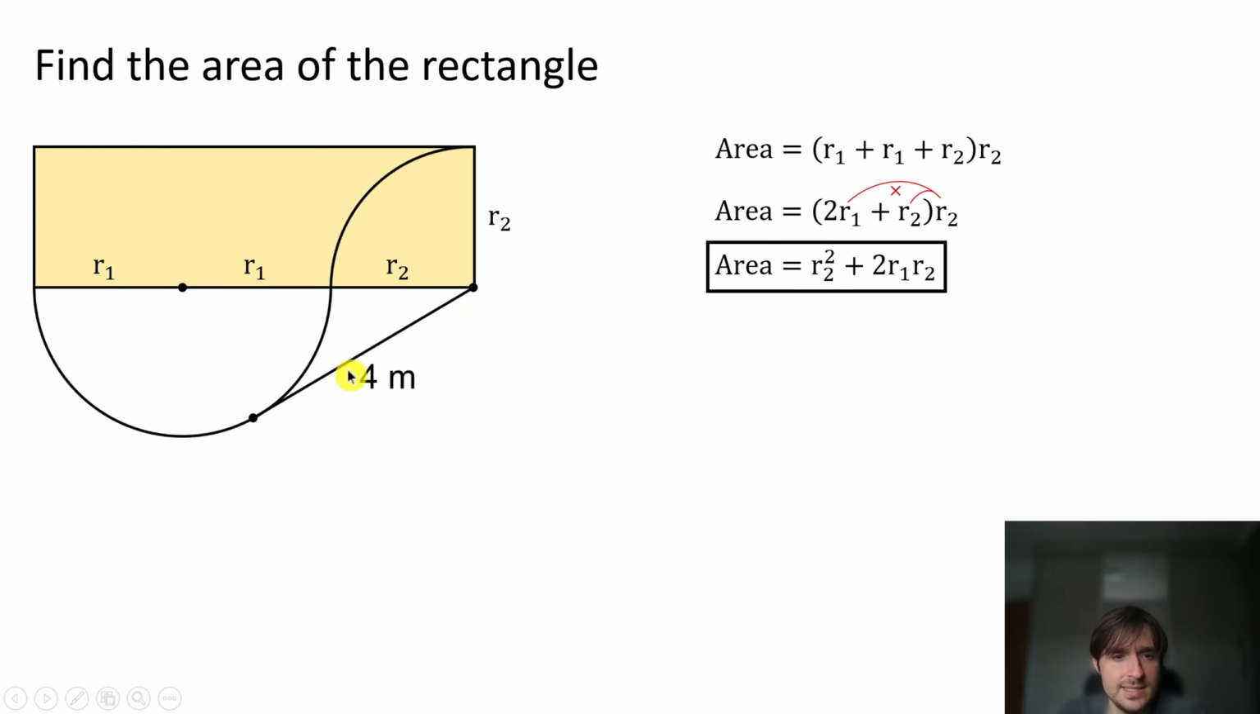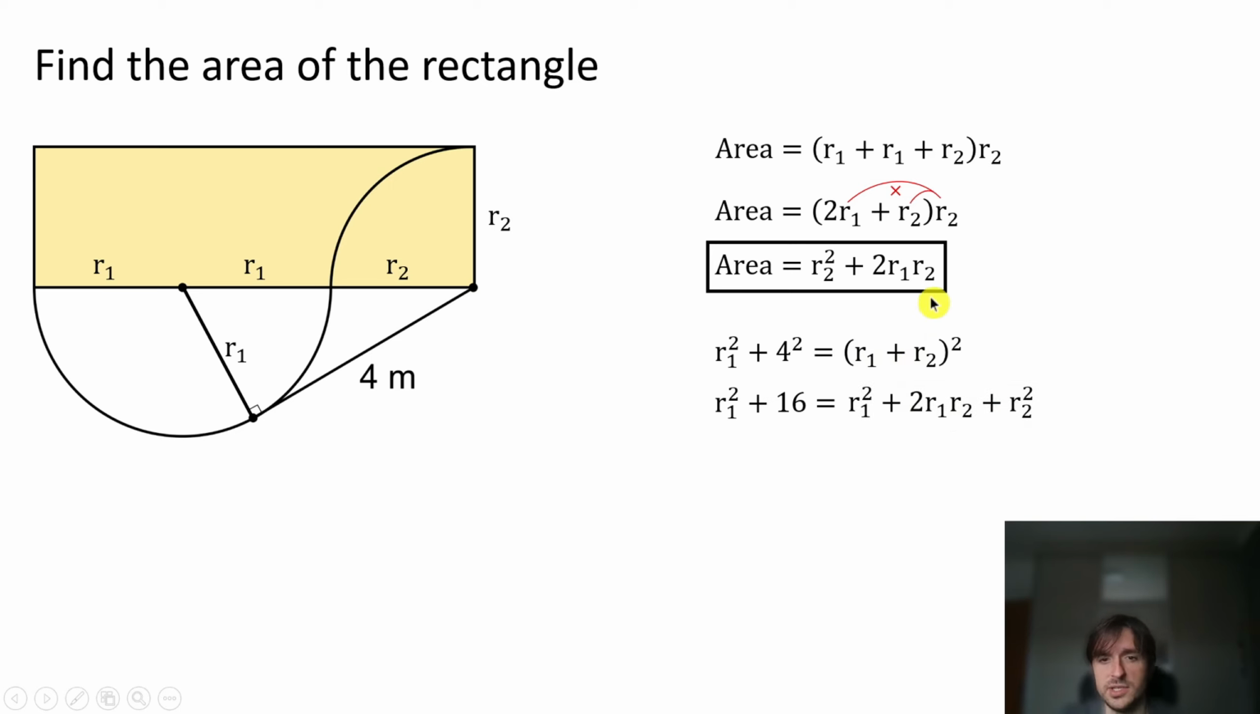Note that this line here is tangent to the semicircle, and this is a tangency point, meaning that the radius here, R1, forms an angle of 90 degrees with the tangent line. Consequently, we have a right triangle with sides R1, 4 meters, and a hypotenuse of R1 plus R2. So applying the Pythagorean theorem, we obtain that R1 squared plus 4 squared is equal to (R1 plus R2) squared. Developing this expression, we obtain that R1 squared plus 16 is equal to the expansion of this perfect square, which is R1 squared plus 2R1R2 plus R2 squared.